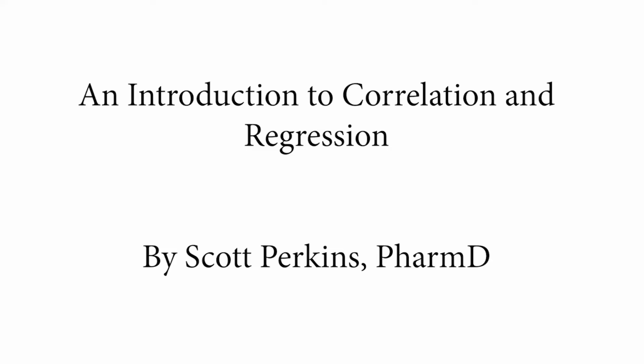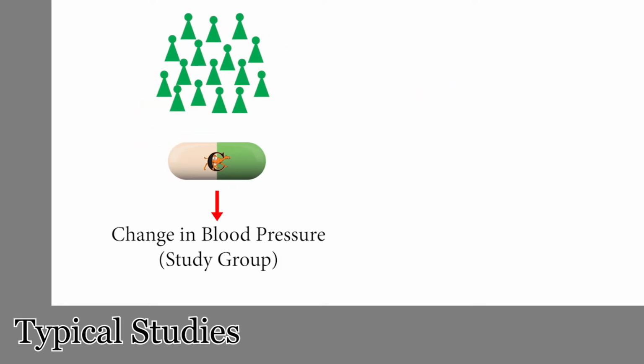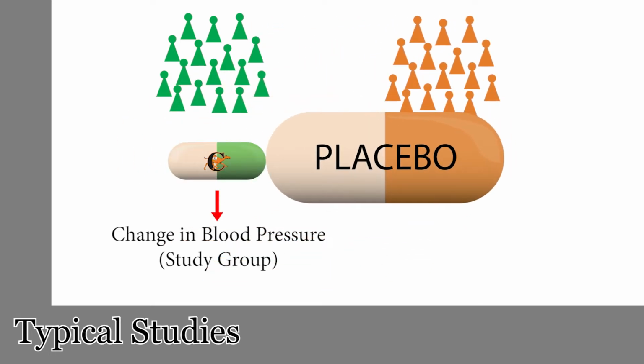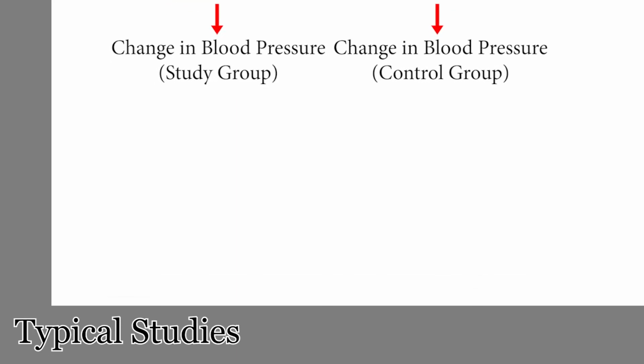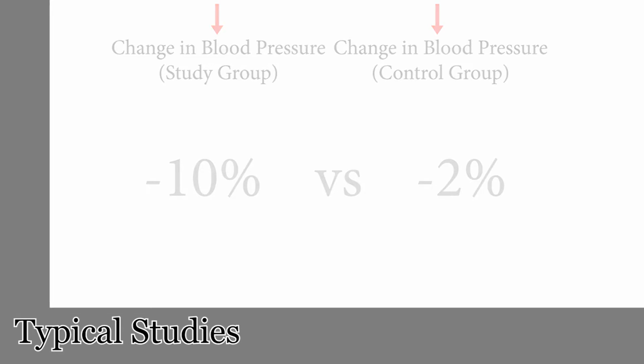At this point in the semester, you're kind of programmed to think about studies in this way. We take a group of patients and we give them a drug, and then we measure some variable. Then we take another group of patients and give them a placebo, and then we measure that same variable. Then we compare the change in variables between those two groups. Well, with correlation and regression, you're going to have to get out of that mindset just a bit.